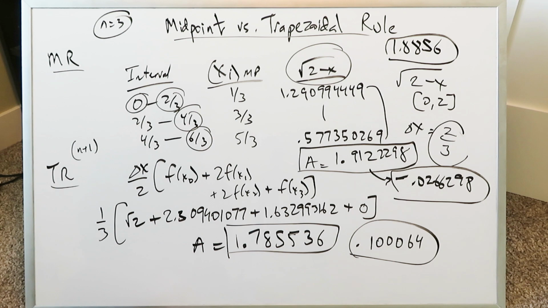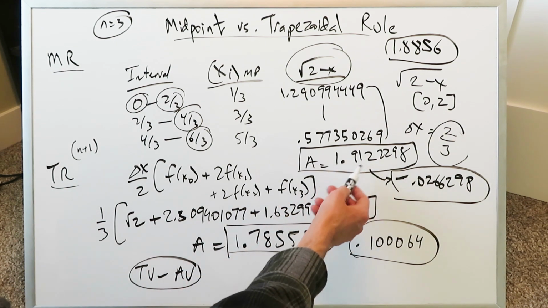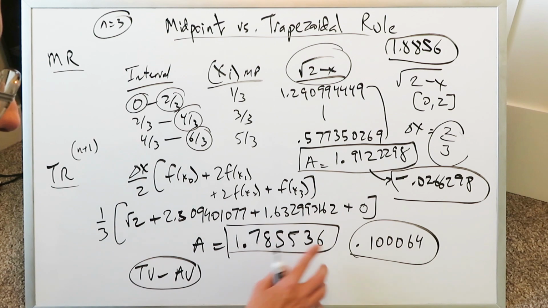Don't worry about the signs. The signs I determined from doing the error amount. I was doing the true value minus the approximated value. Because this was higher, when you subtract the higher number from the smaller, I got a negative value, and from here I got a positive value. But look at the difference.